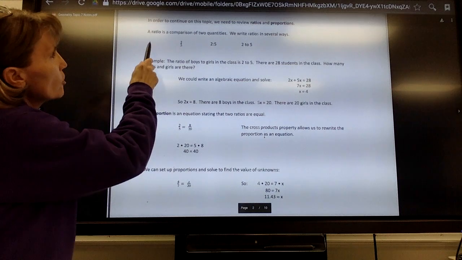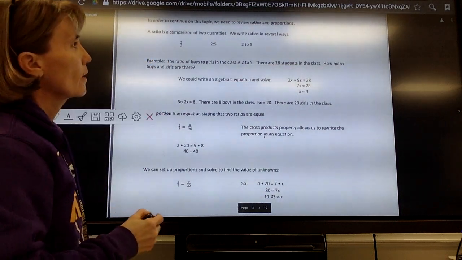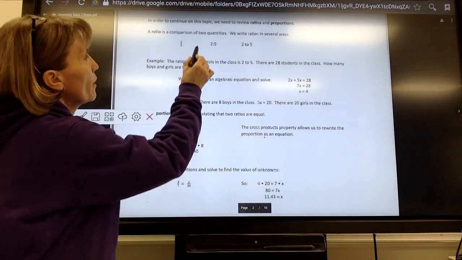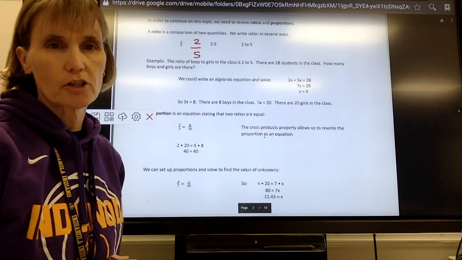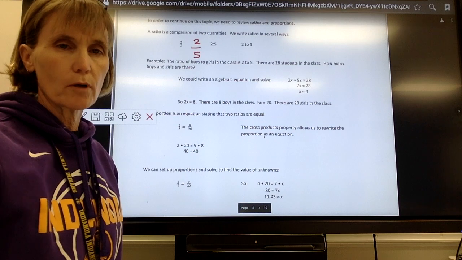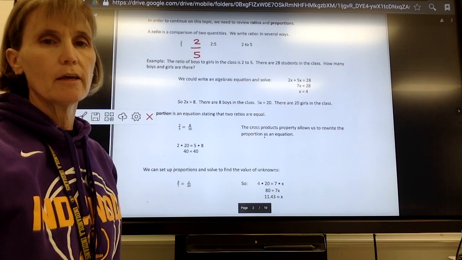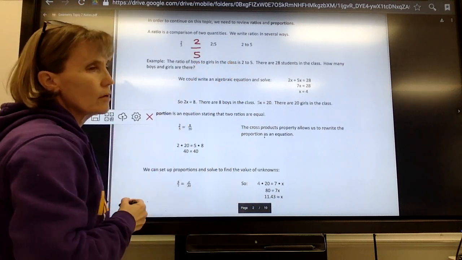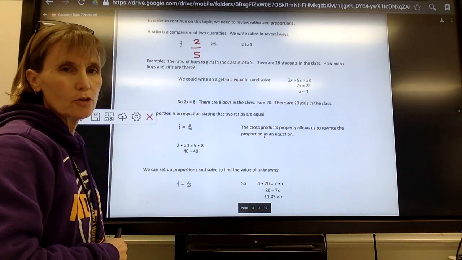Okay, a ratio is a comparison of two quantities. Okay, so we write ratios in several ways. Most often, more common than anything, we write a ratio as a fraction. And when we write ratios in this chapter, we're going to be comparing two different sides in figures. Ratios can also be written with a colon there. That would be read 2 to 5, or we could write it out with words and say 2 to 5.